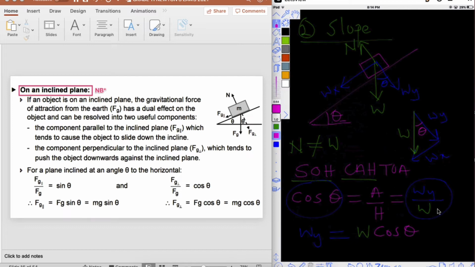So it's going to be like this all the time. Just to write it on the diagram, WY will be equal to W cos theta, and WX will be equal to W sine theta. So these are the second equations that we're going to be using when we are using Newton's laws of motion.